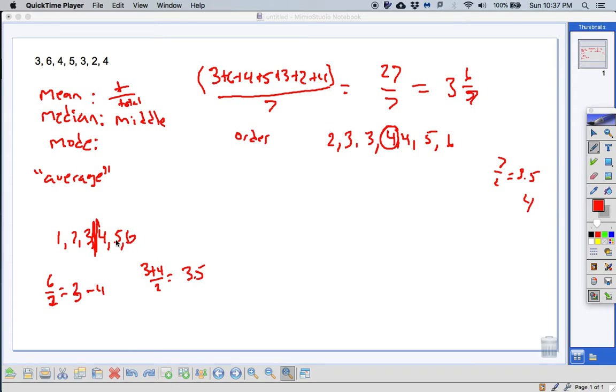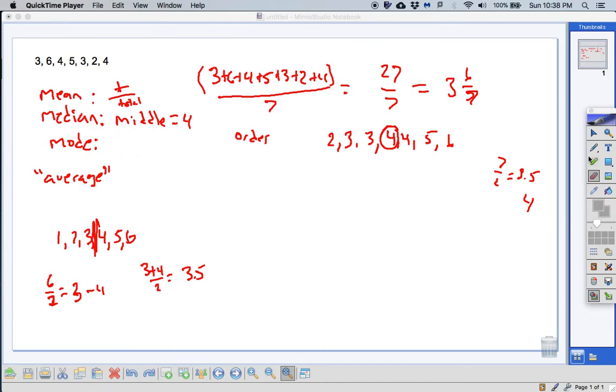So when you have an even number of numbers, you'll end up having to find the mean of the middle two numbers. When you have an odd number, like the case I have up here, it's just that middle number, whatever it is. Okay? So in this case, our median was 4. Now let's look at the mode.